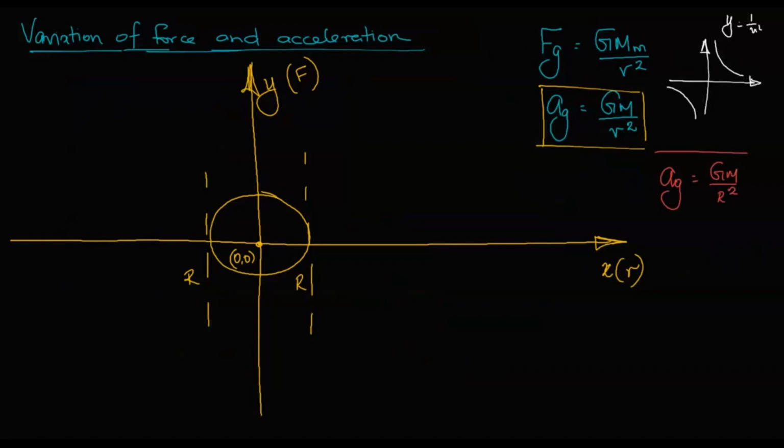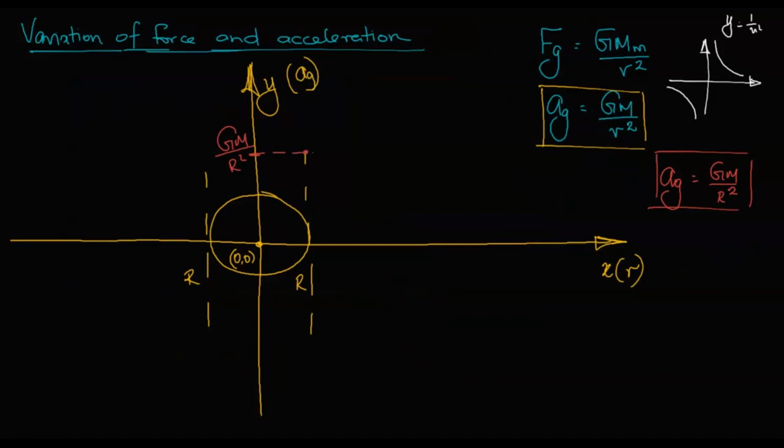It is not equal to 0. It has a value, right? So let's say that this is that value, GM over capital R squared. So it is not force. We are drawing for the acceleration, okay? So GM over capital R squared.